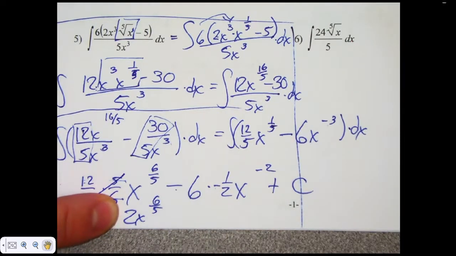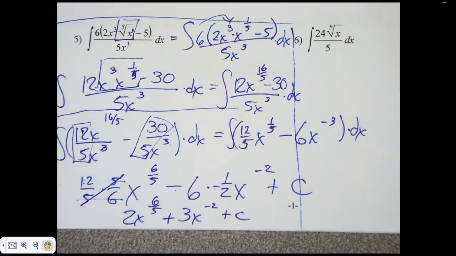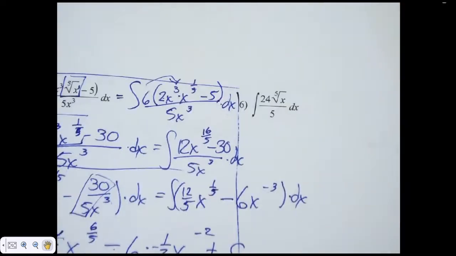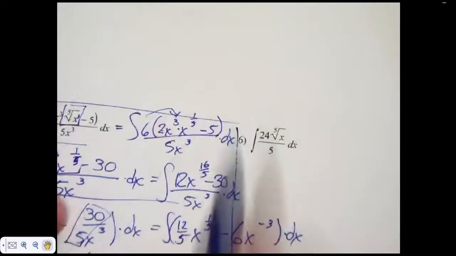What's -6 times -1/2? Positive 3, x to the -2nd, and then plus c. So that's the thing, I just put the x to the -2nd on the bottom. Not worried about that at this point with all the other stuff going on here. Questions on that one there? How's it seem? Try 4.